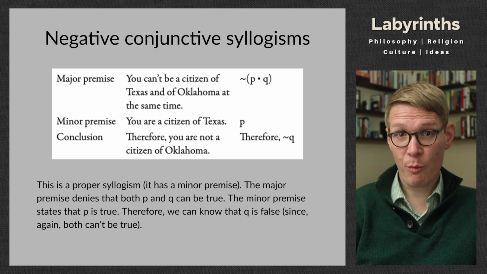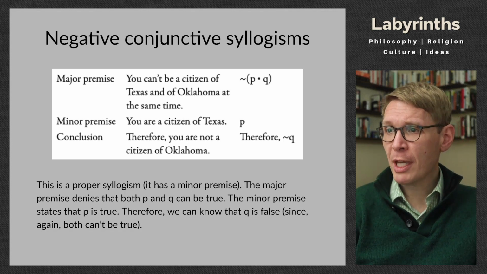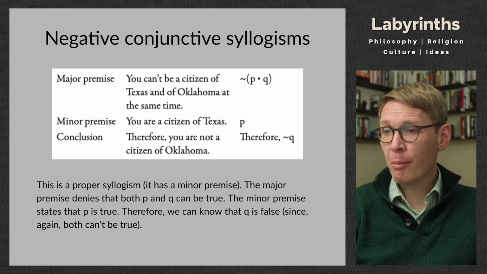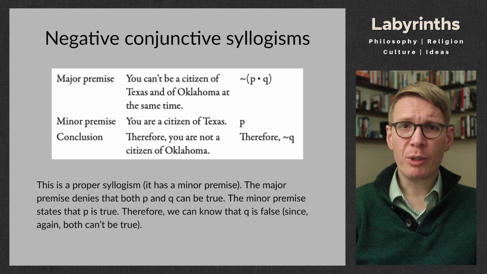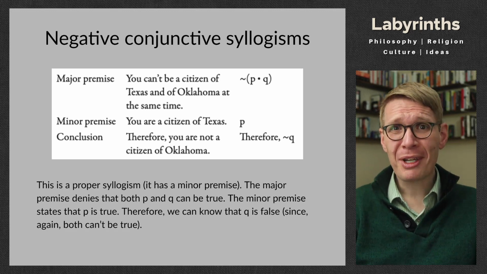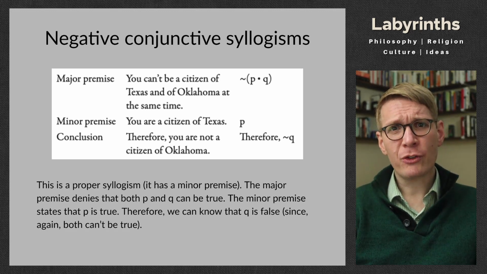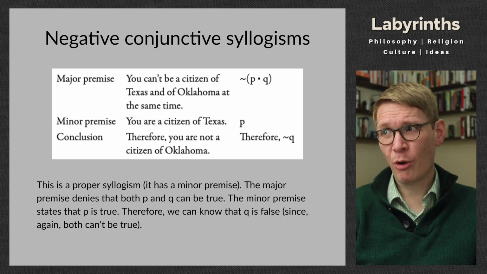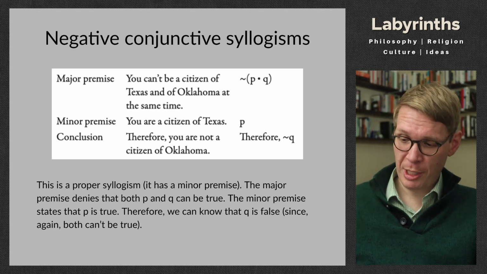Let's take a look at this. This is a proper syllogism. It does have a minor premise, as we see. That's the second premise. The major premise denies that both P and Q can be true. The minor premise states that P is true, and therefore we can know that Q is false, since again, both can't be true. In a way, this is analogous to a disjunctive syllogism, because when you say not P and Q, you're almost making an exclusive disjunctive claim, like either you are a citizen of Texas or you're a citizen of Oklahoma. You are a citizen of Texas, therefore you're not a citizen of Oklahoma. So this is similar to what we saw above.